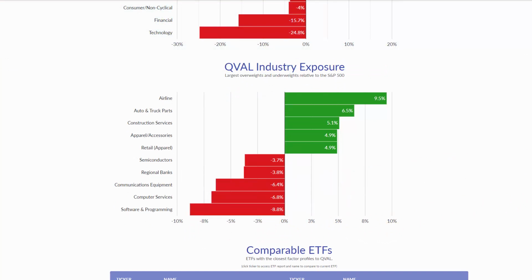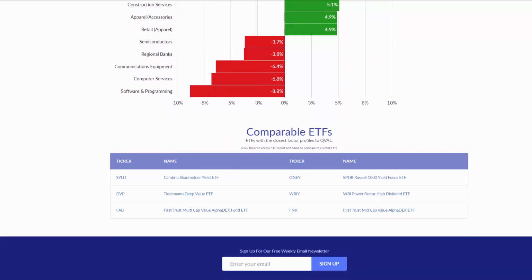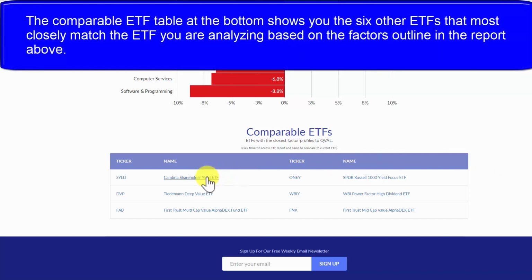And then the final chart in here is the comparable ETFs. And so what we've done is we've taken the factor profile of every single ETF in our database, and we've compared them to each other. And the ones that came out the closest in terms of value, quality, momentum, low volatility, size, all of those things are the ones that show up here. So if I look at QVAL and I want to find the most comparable ETFs from a factor profile perspective, these are the 6 highest that we have in our database. And they're sort of what you'd expect.